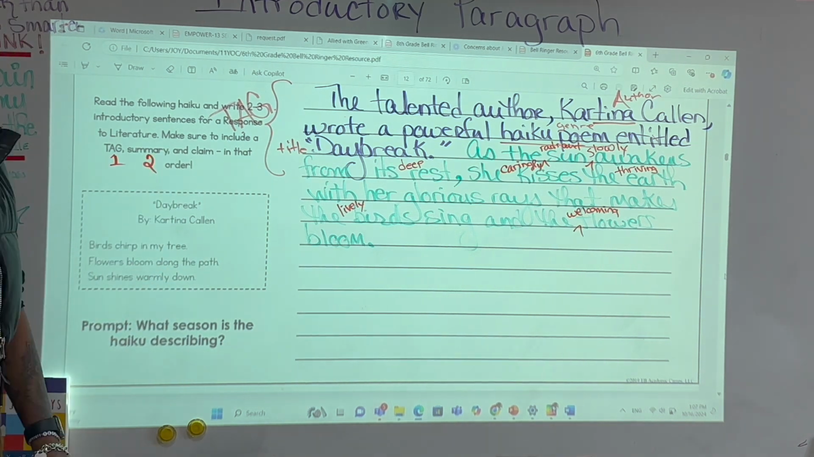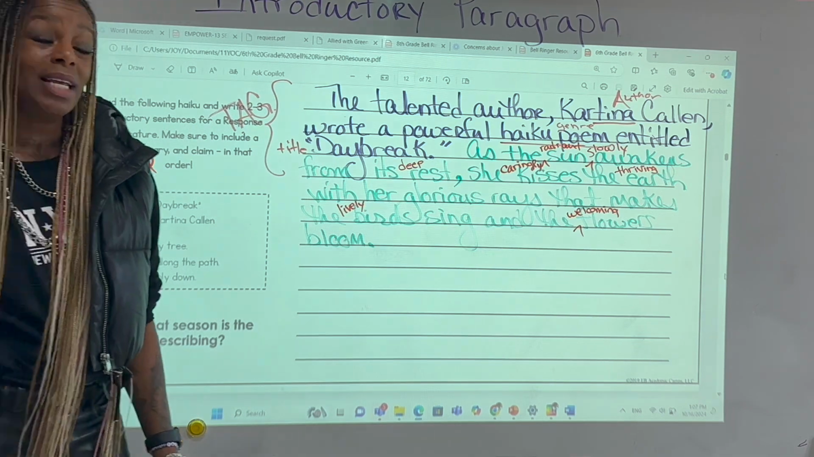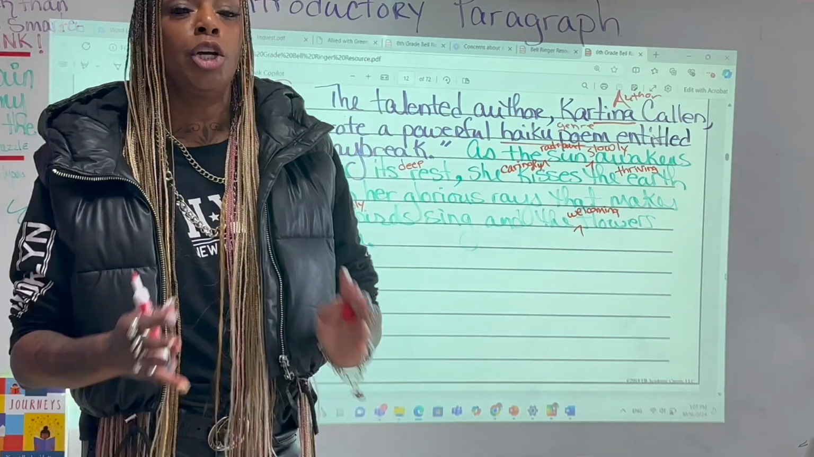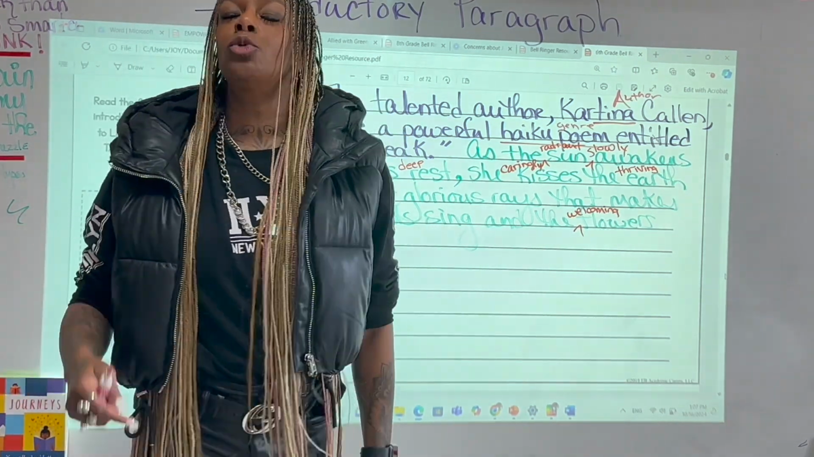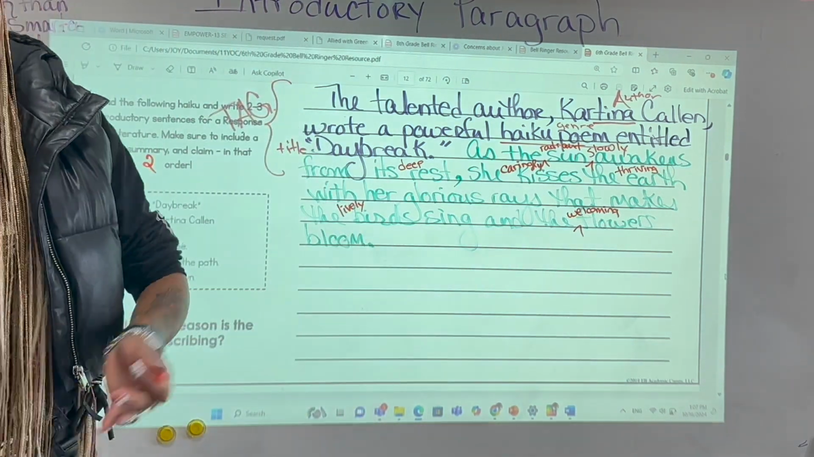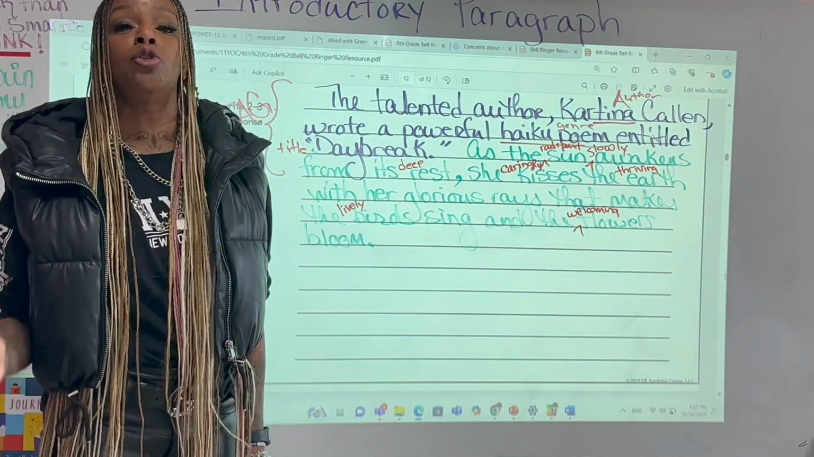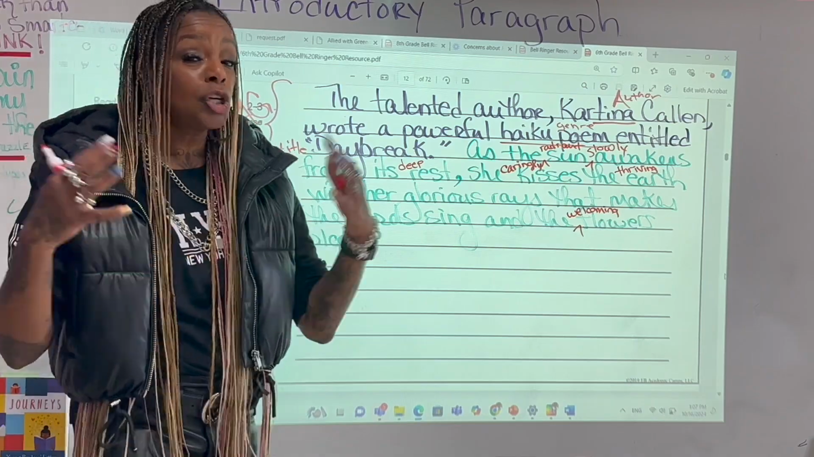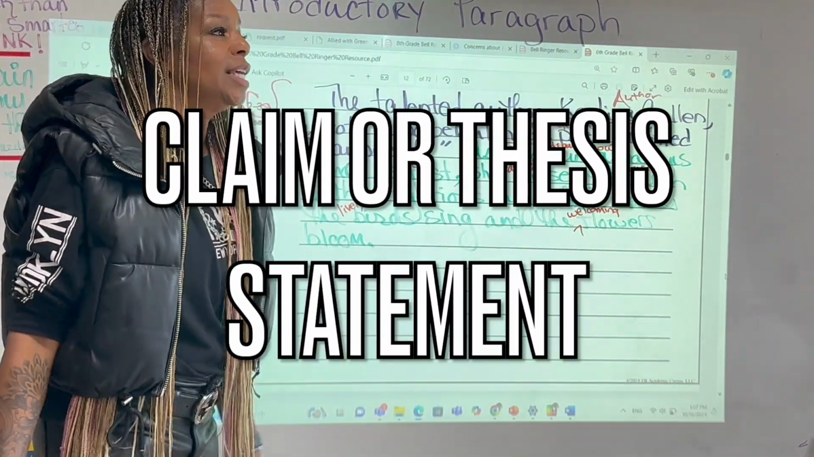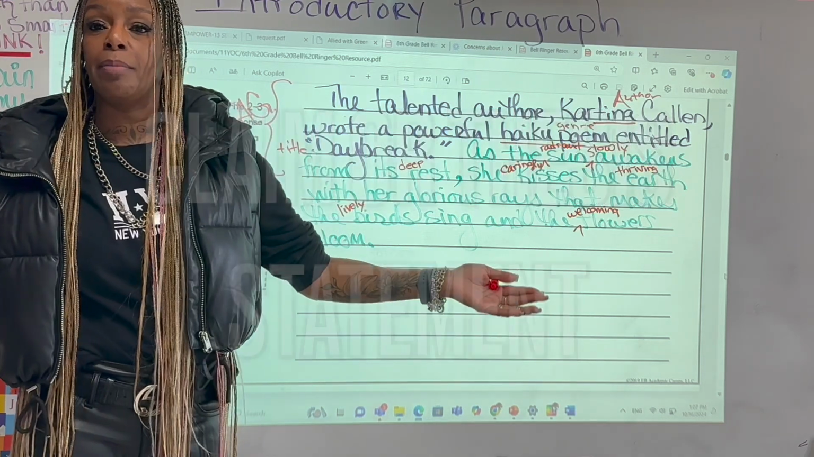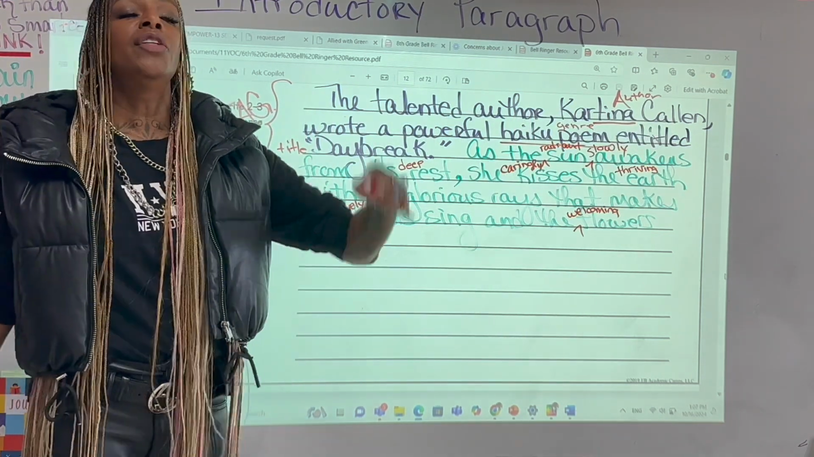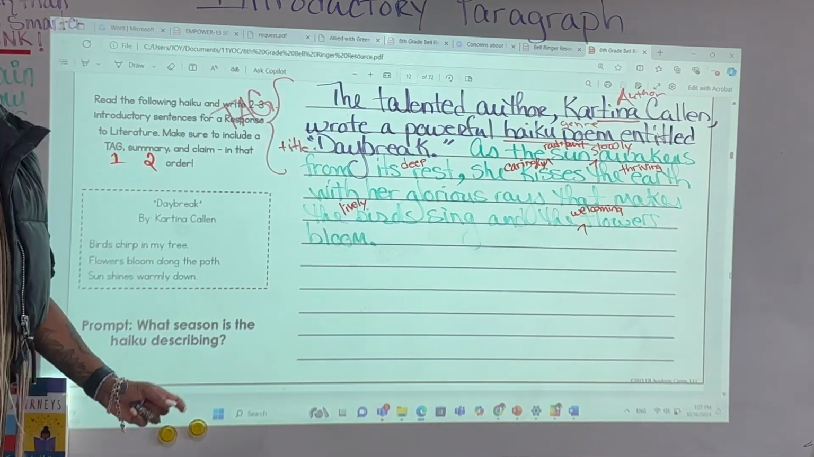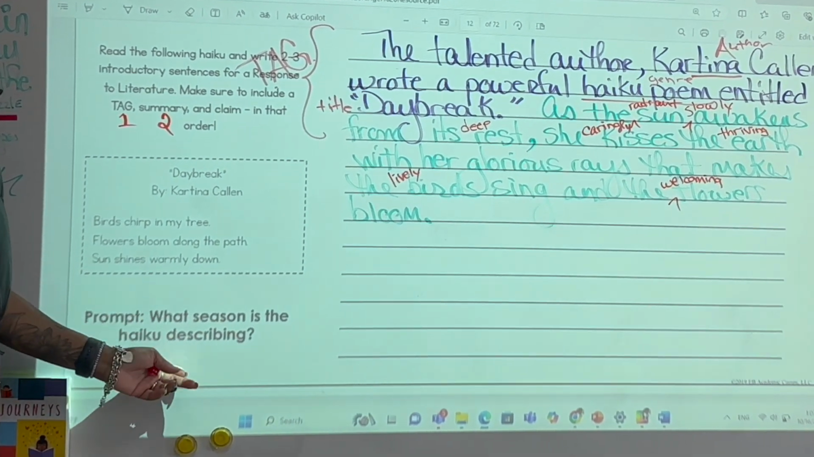Now this one is a big one. This is the brain. This is the motherboard to your entire essay, and to every essay and multiple page paper you write. You must have a claim, also called a thesis statement. It is the whole big idea of what your paper will be about, what you're proving. The claim is the answer to the prompt, the answer to the question.